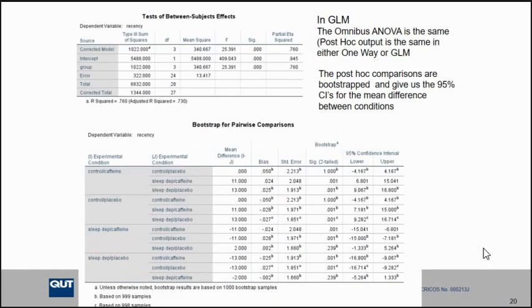Okay, in GLM, our ANOVA is exactly the same. And our post hoc comparisons give us our bootstrapped significance levels, and it gives us our bootstrapped confidence intervals for the difference between those two conditions.